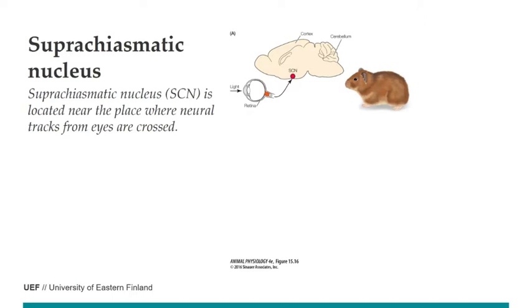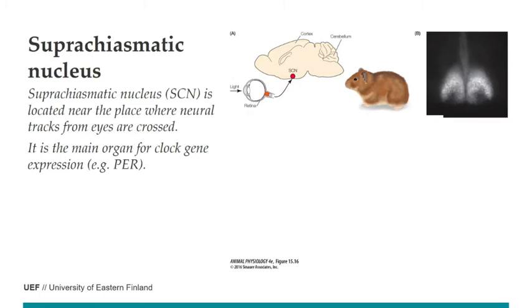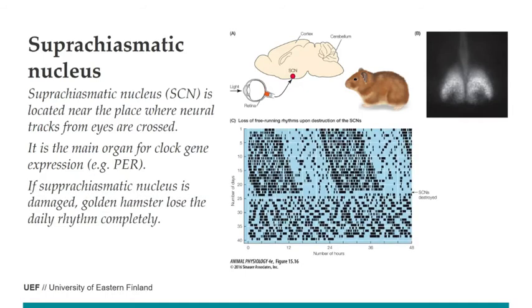And then if you are marking where these clock gene expressions happen, for example, where the per protein exists, they exist in this animal only or mainly in the brain in this place called the suprachiasmatic nucleus. And then if you remove or destroy the suprachiasmatic nucleus, you will lose the daily rhythm completely.